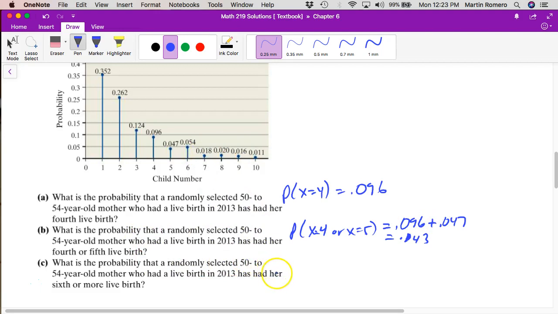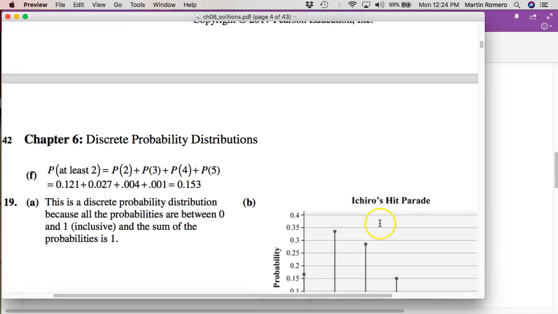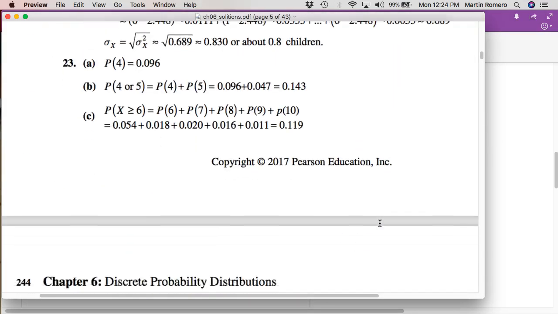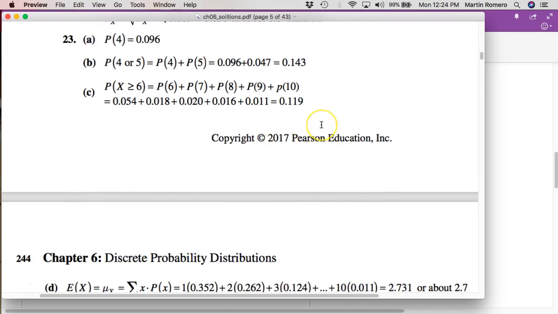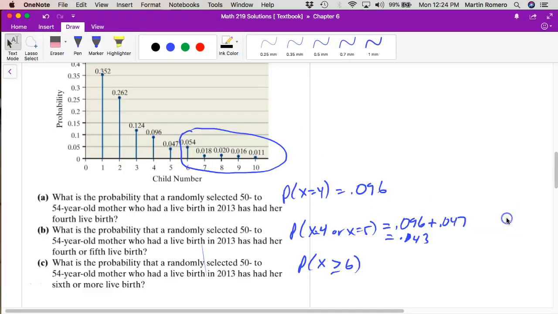And what is the probability that a 50-year-old mother who had a live birth has had her sixth or more? So this is the probability x greater than or equal to 6. In this case, we end up adding those values right there. That was problem 23. After you add those up, you get 0.119. So in this case, adding those up equals 0.119. And so there you go.